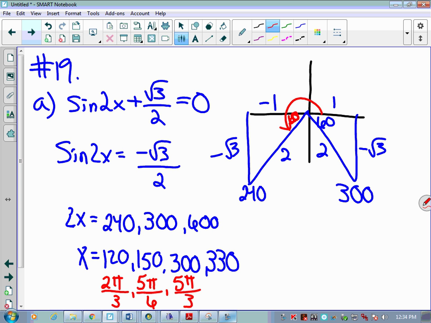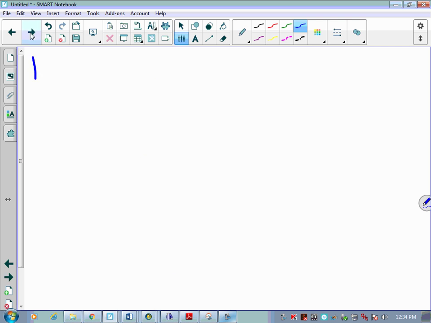And 330 divided by 180 is 11 pi over 6. Okay, so you'll get a decimal. You'll have to convert them to fractions. You can hit second fraction. I'll check these answers: 2 pi over 3, 5 pi over 6, 5 pi over 3, 11 pi over 6. Those are 19a. Okay, 19b.